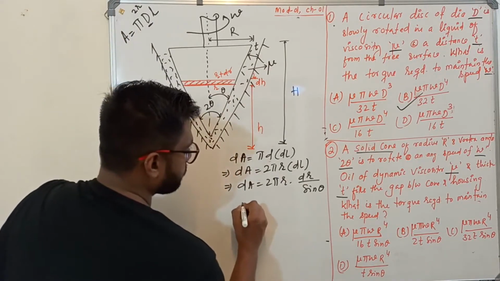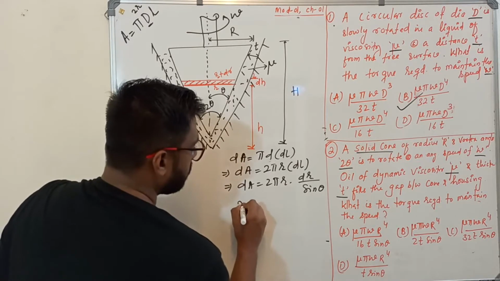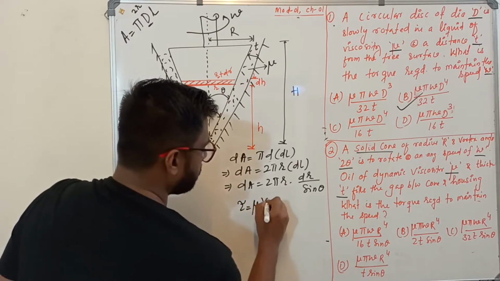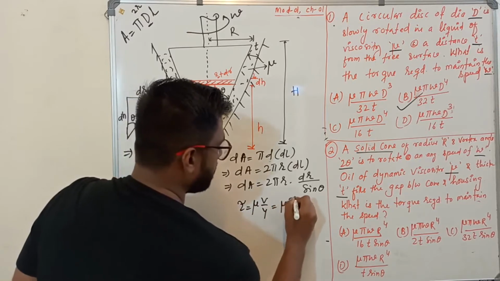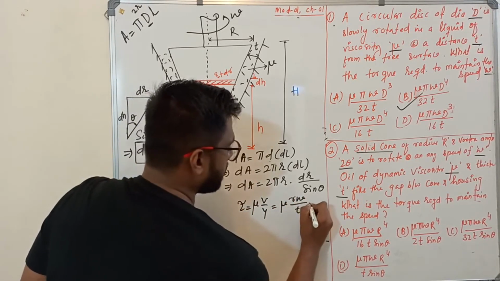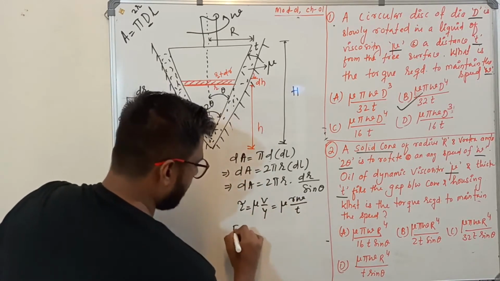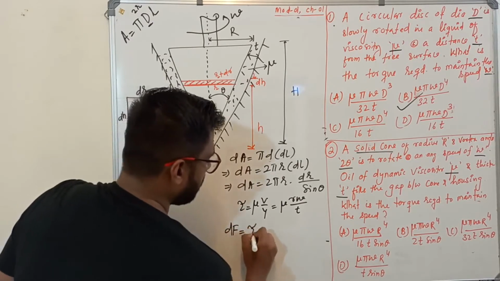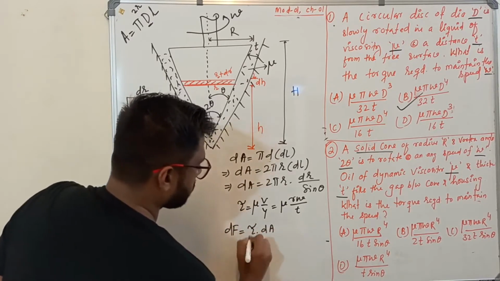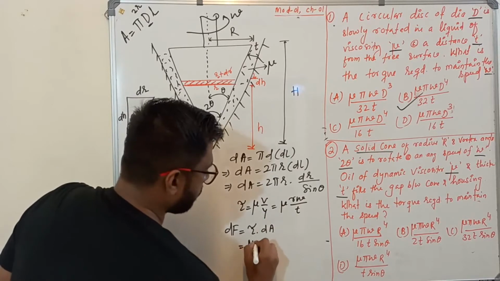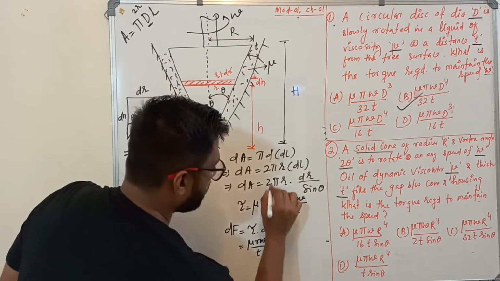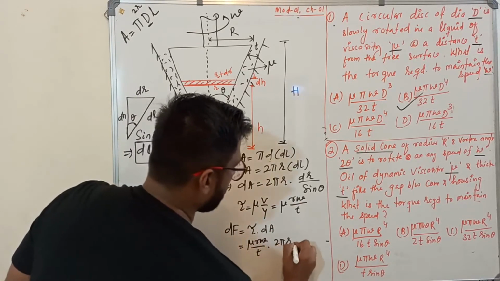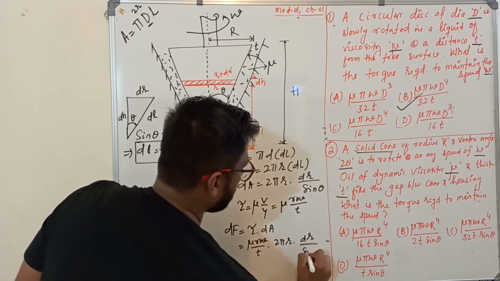Okay. What is your tau? Tau is equal to mu v by y, where v is equal to r omega, and y is the t. Okay. dF is equal to tau into dA. So tau is what you got? Mu r omega by t, into this is 2 pi r into dr by sin theta.